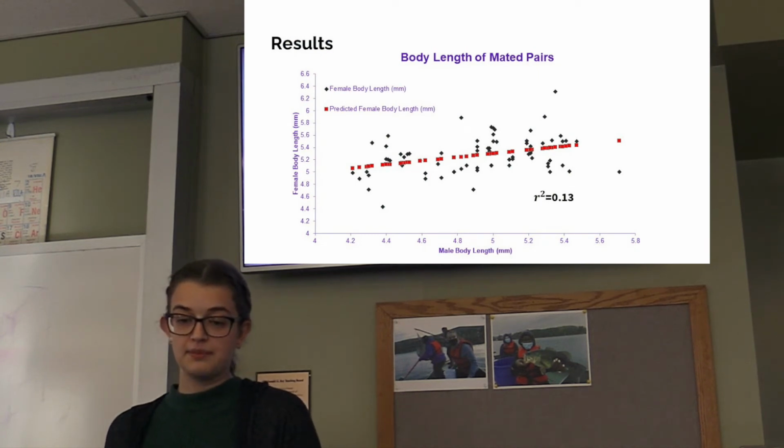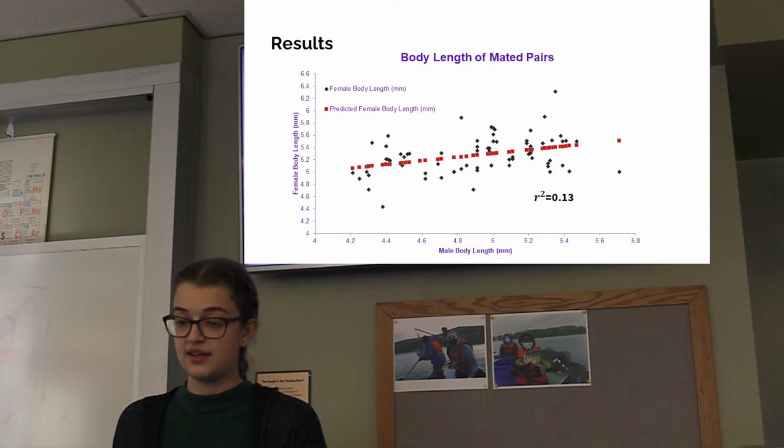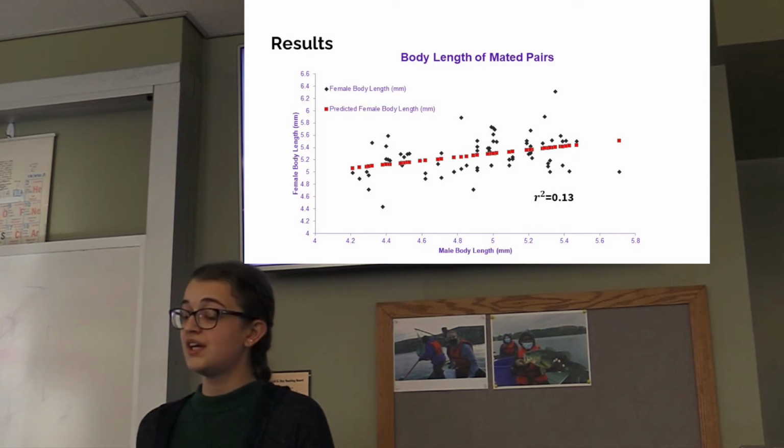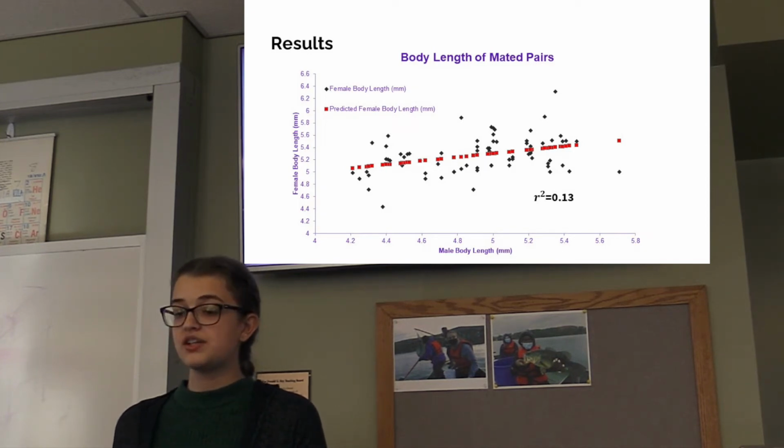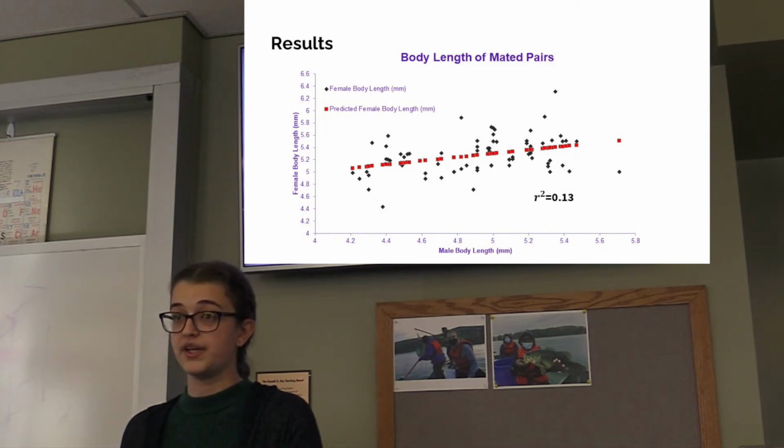So the next chart, I plotted the female body length in relation to male body length and came up with the correlation regression chart that I have here. My R-square value was 0.13, so it's not a strong correlation, but as you can see, there is a slight positive relationship with my data points.